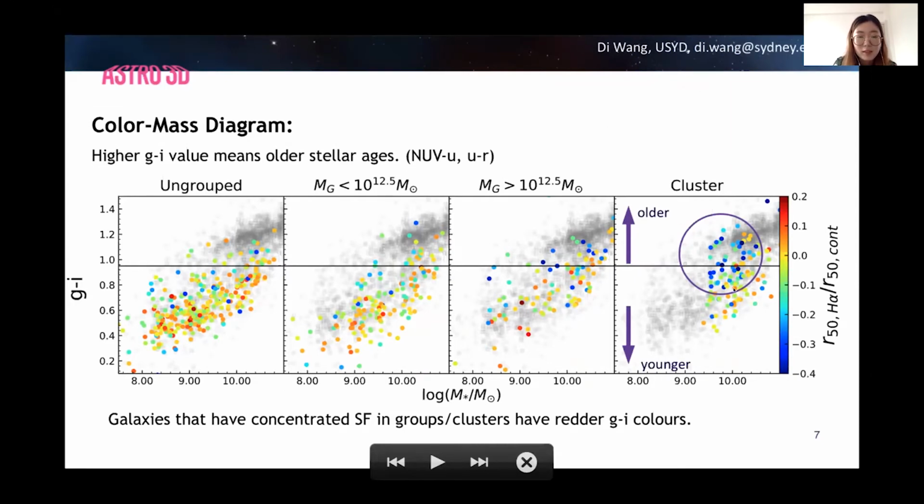From the circles, we can see that in high halo mass groups and clusters, galaxies that have centrally concentrated star formation have redder J-I color, which is evidence of an aging population.